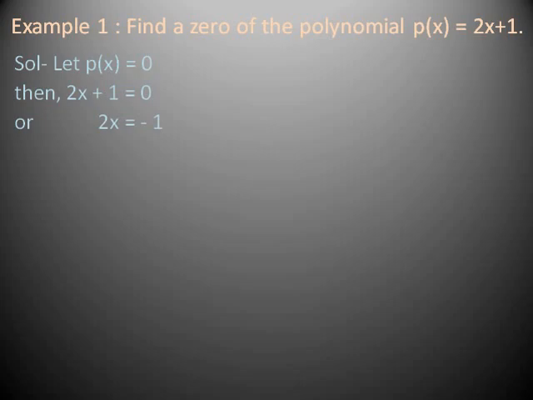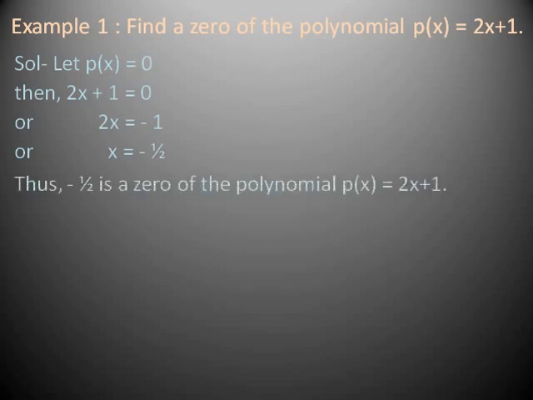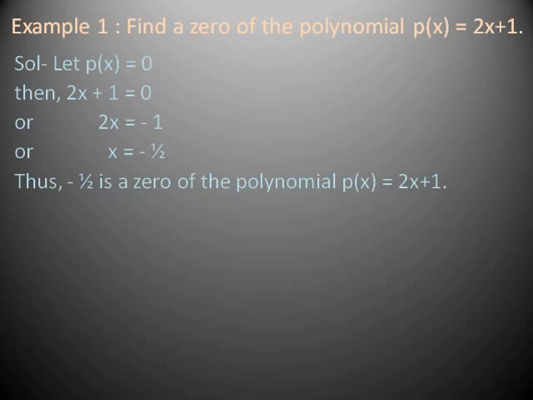So we get the value of x as minus 1 by 2. Thus minus 1 by 2 is a zero of the polynomial p(x) equals 2x plus 1. So this is very easy, to find a zero of any polynomial, and actually this is a linear polynomial, so it is easier than other quadratic polynomials or cubic polynomials.